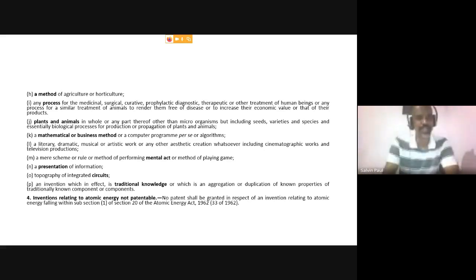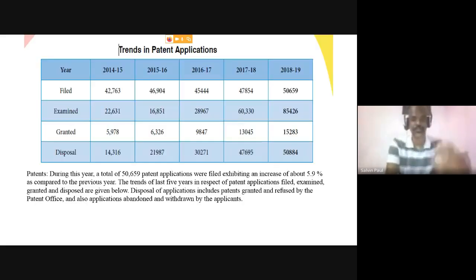This presentation cannot be patented. Topography of integrated circuits cannot be patented. Any traditional knowledge that is available in the public domain cannot be patented. Any atomic energy related inventions cannot be patented. So Chapter 2 of the 1970 Patent Act very clearly states what is not patentable when you seek a patent for an invention. If you look at the current trends in patent applications, I have already told you that there are 50,659 applications filed.